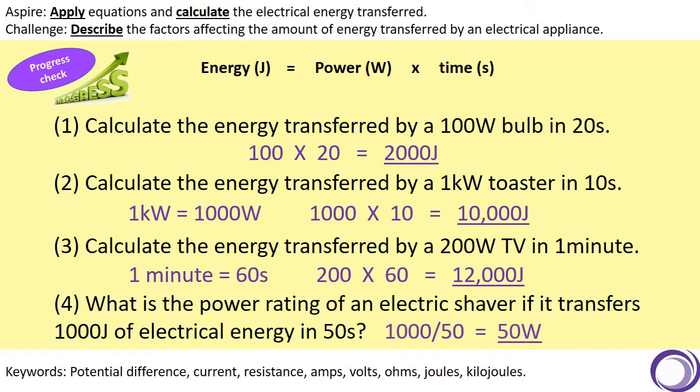Last one. So we've got 10,000 joules every 50 seconds. So the power is the energy divided by time, because a watt is 1 joule per second, 1 joule divided by 1 second. So 1,000 joules divided by 50 seconds gives you 50 watts. 2 marks if you've got that right. Well done.